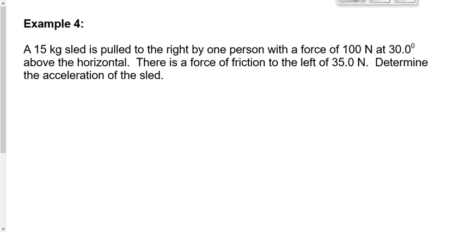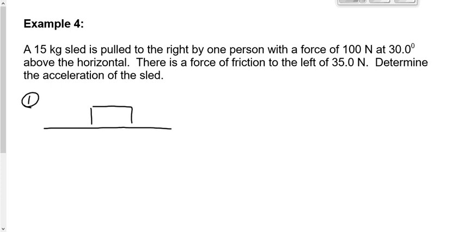Okay, let's take a look at number 4 here. A 15-kilogram sled is pulled to the right by one person with a force of 100 newtons at 30 degrees above the horizontal. Then it's pulled to the left with 35 newtons. What's the acceleration of the sled? Step number 1, draw the free body diagram.